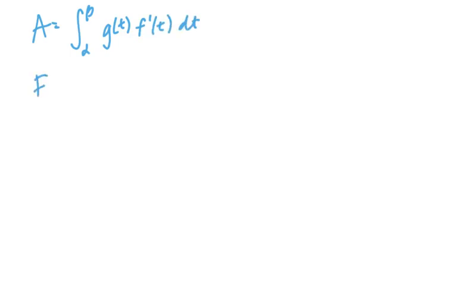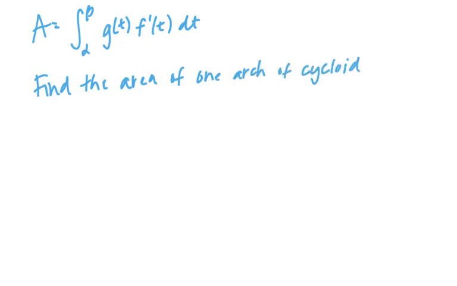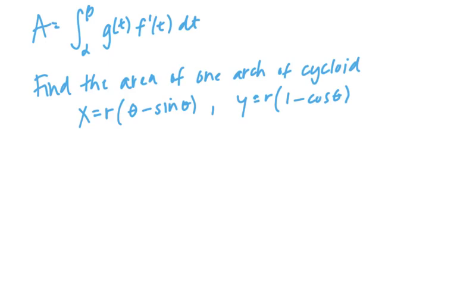The next problem says find the area under the curve of one arc of the cycloid. Now we looked at the cycloid in the last section, and it says x equals r times theta minus sine theta, and y equals r times 1 minus cosine theta. So that's what's given to us. So put it in your calculator and look at the arc of a cycloid, and we can figure out the bounds for t based upon that.